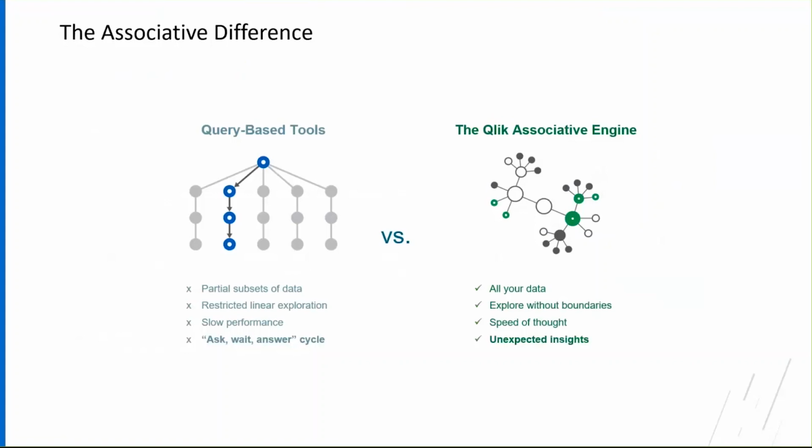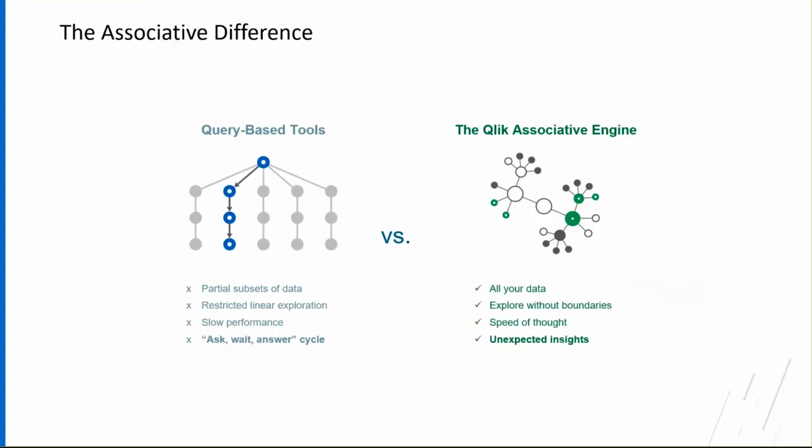One of the main differences with Qlik across different BI tools in the industry is actually the associative difference. And this is something we'll see in demo quite soon. What you might be quite used to within more of a query-based tool historically is that partial subset of data, that hierarchical approach, where you start from the top, you have to ask a question to get to the next level, you have to ask another question to get down to the next level. And it is that slow approach of ask, wait, and answer cycle. And you've got to ask the right questions in that linear exploration fashion in order to get right down to the detail.